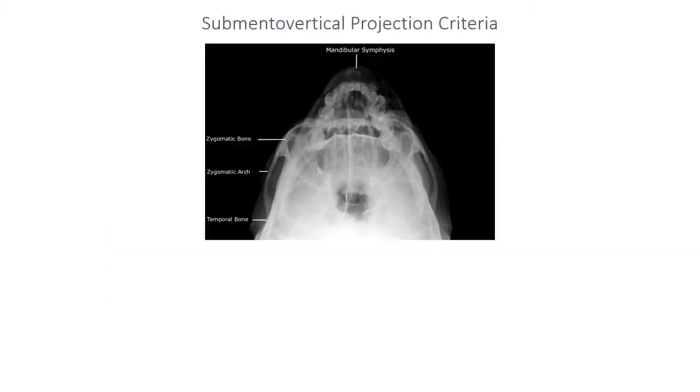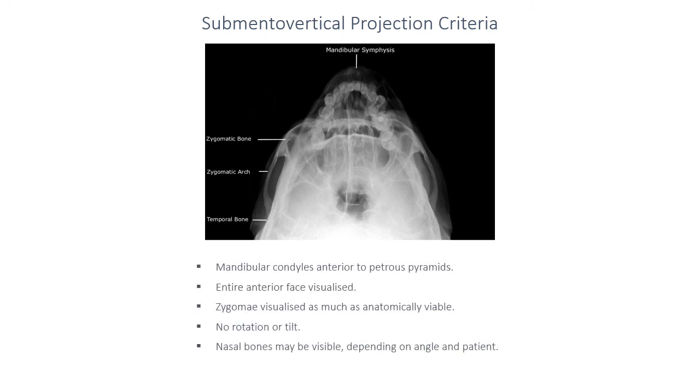When you perform an SMV projection well, you should get something which looks like this. The mandibular symphysis should be just jutting off the main part of the skull a little bit. You should have the mandibular condyles in front of the petrous pyramids, but you know you've performed this projection well in terms of rotation or tilt when you can see the patient's zygomatic arches standing proud of, or not immediately superimposed over, the rest of the cranial vault.